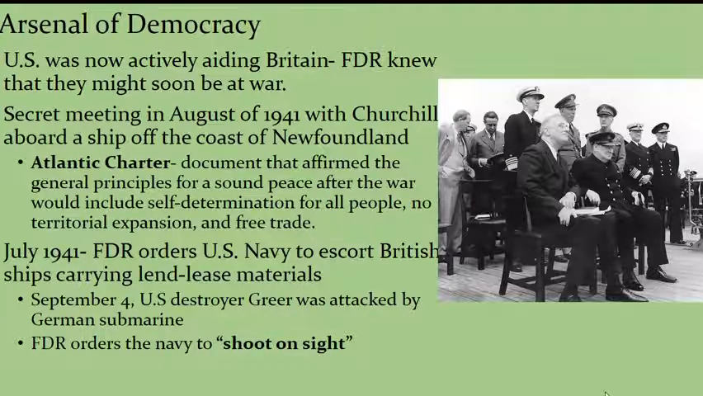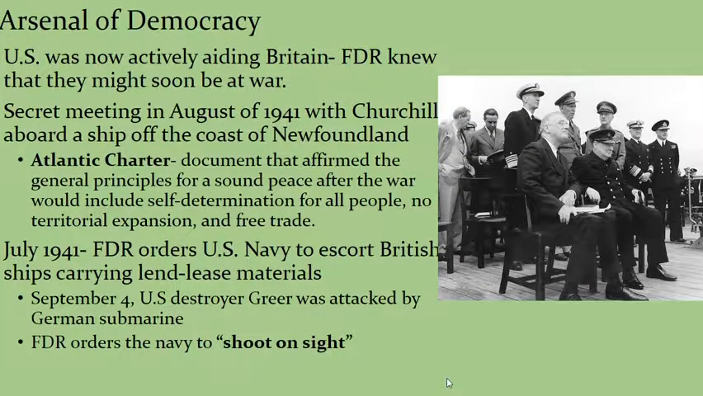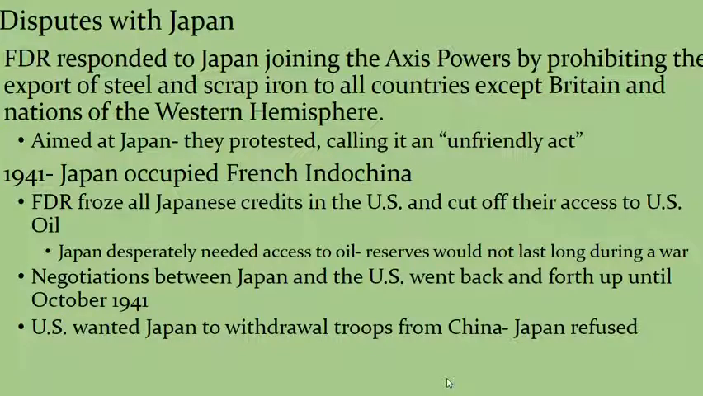In September, a U.S. destroyer is attacked by a German submarine, and so from that point on, FDR orders the Navy to shoot on sight, so we can actually engage the German U-boats. Okay, now in Japan, FDR responds to Japan when they join the Axis powers. He prohibits the export of steel, any type of scrap iron, to all countries except for Britain and nations within the Western Hemisphere. And so this does affect Japan dramatically. It's really aimed at Japan. They know it's aimed at them.